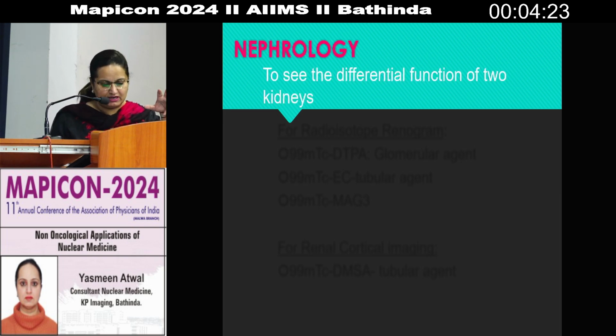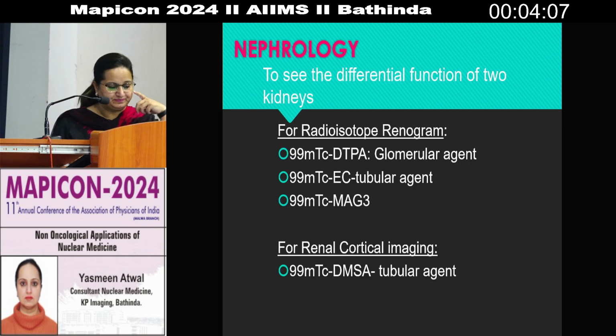So next, what is the role in nephrology? To see the differential function of two kidneys. The function is given in ERPF, effective renal plasma flow, or the GFR, depending upon the agent used. Also, it is given in a percentage cortical split function out of 100.